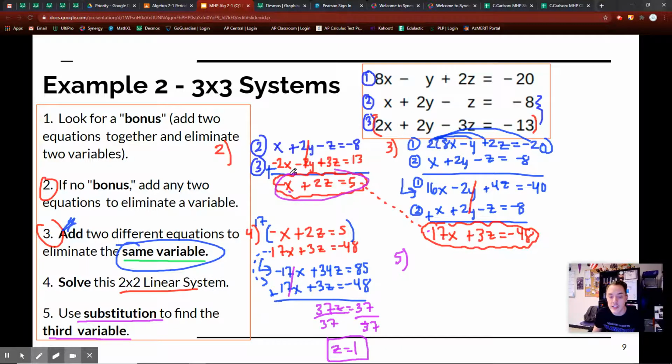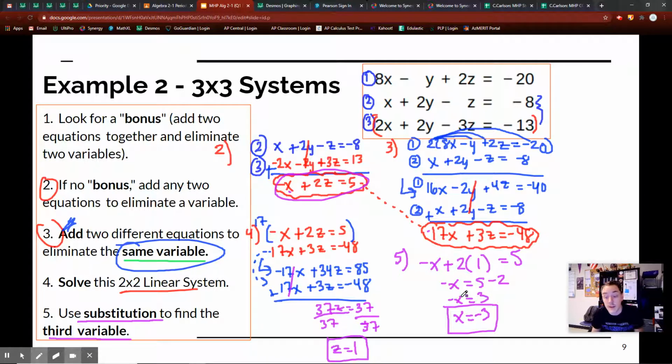I'm going to choose this one because it's a little bit easier. So negative x plus 2 times my new best friend that I found, 1, equals 5. So negative x equals 5 minus 2, and then negative x equals 3. So x equals negative 3. So that is my equation.